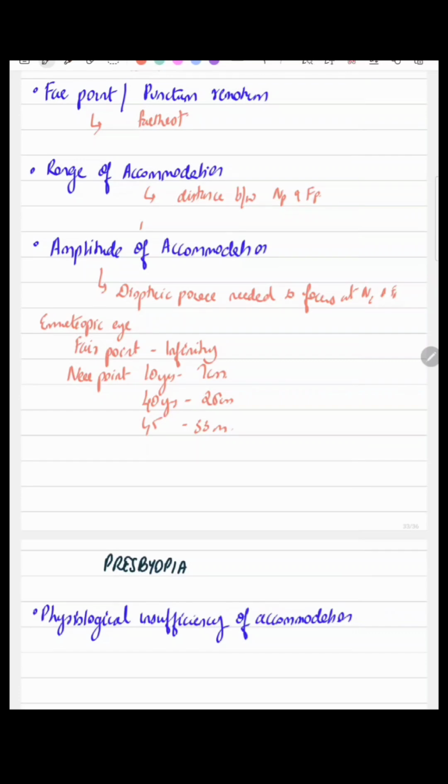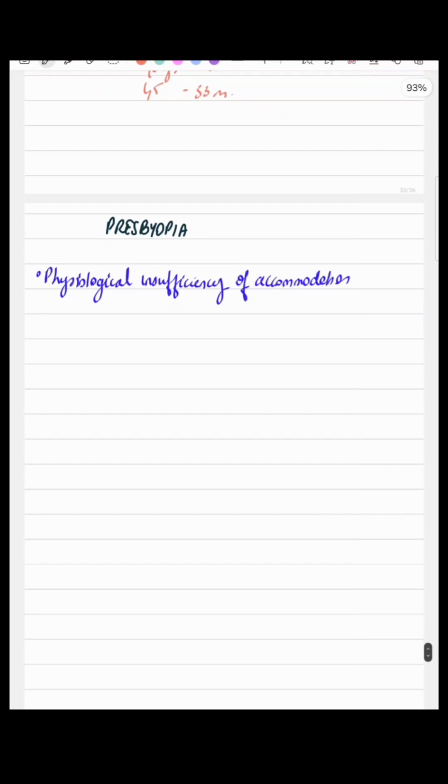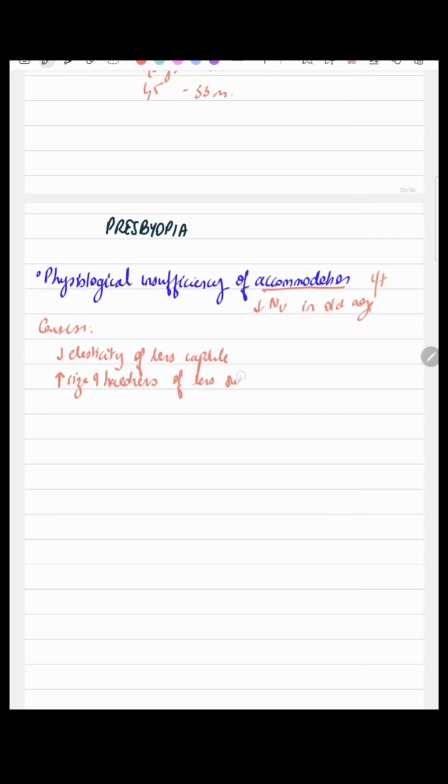Now next is coming to presbyopia. Presbyopia is nothing but the physiological insufficiency of accommodation leading to progressive fall in near vision in old age. The causes can be decreased elasticity of the lens capsule, increased size and hardness of the lens substance, that is sclerosis of the lens, and age-related decline in ciliary muscle power.